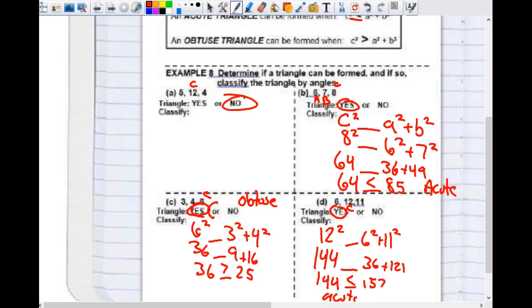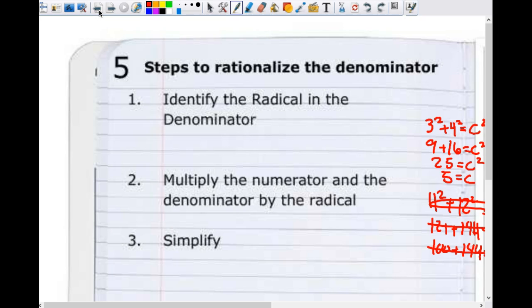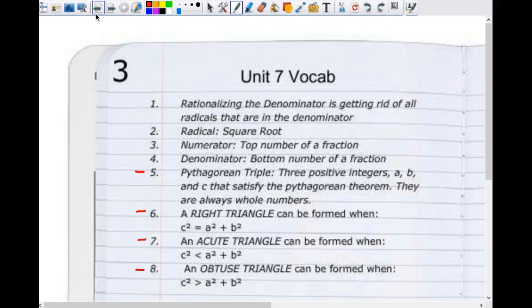So, the last thing we're doing today is we learned 4 new vocab terms. Before you can leave today, you need to update your glossary. Our 4 new things we learned are: Pythagorean triple, a right triangle is formed when, an acute triangle is formed when, and an obtuse triangle is formed when.